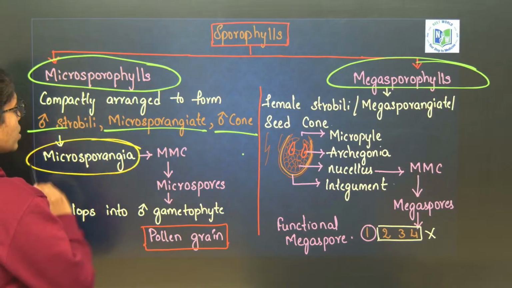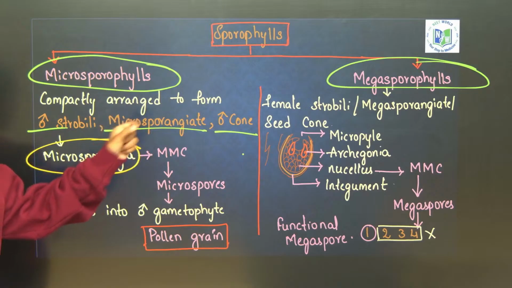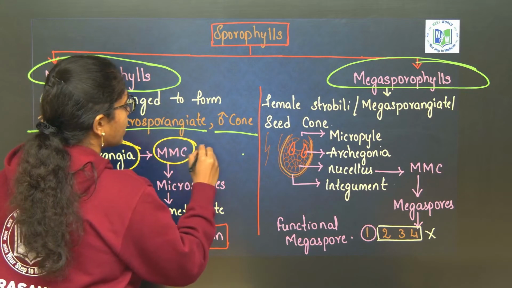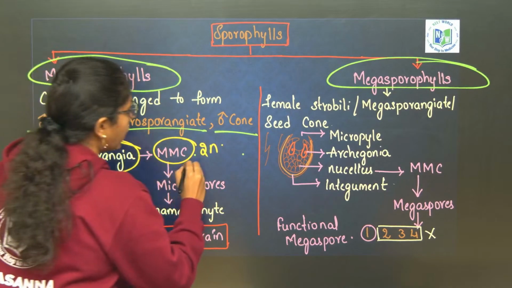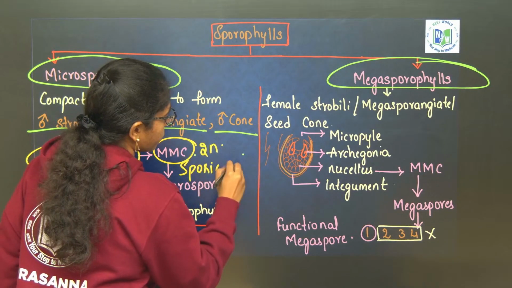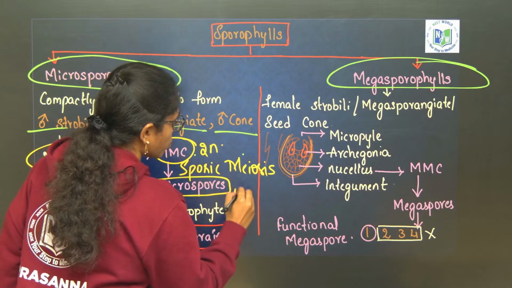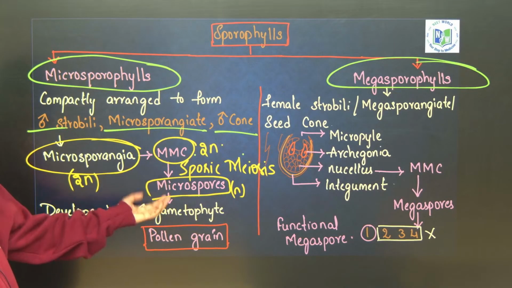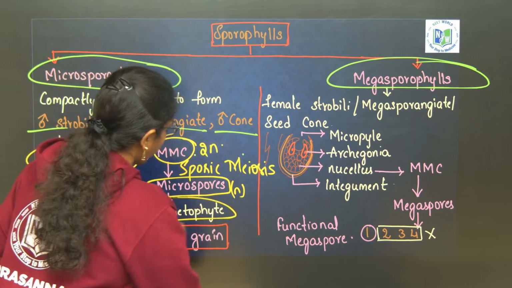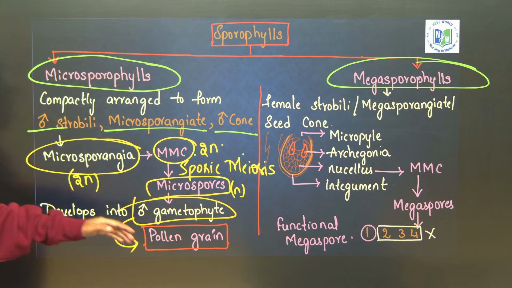So microsporangia, these are diploid, no beta? Okay. So microsporangia which are diploid, of which one cell you can name as microspore mother cell, which is diploid. This microspore mother cell will undergo sporic meiosis and form haploid microspores. Got it? This haploid microspores will develop into the male gametophytic structure, and the male gametophytic structure over here is pollen grain. Okay. So you have understood this clearly, right?